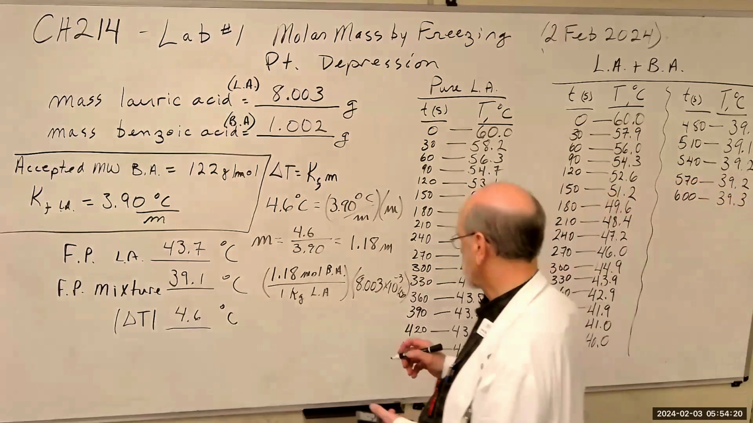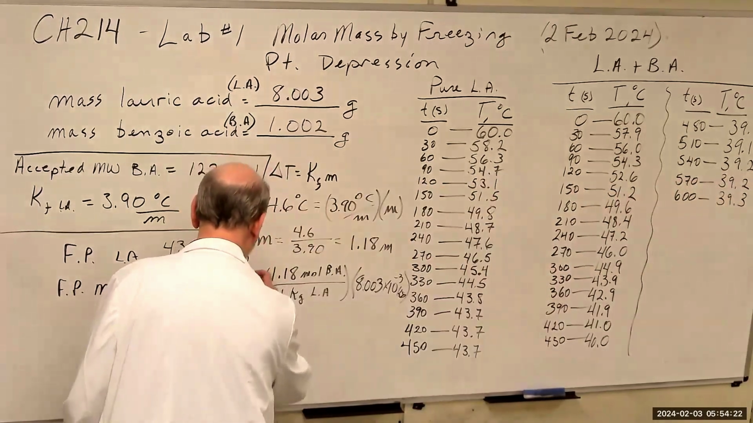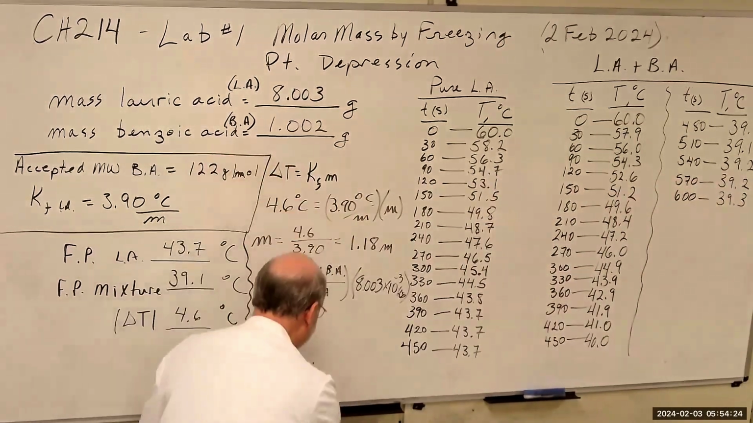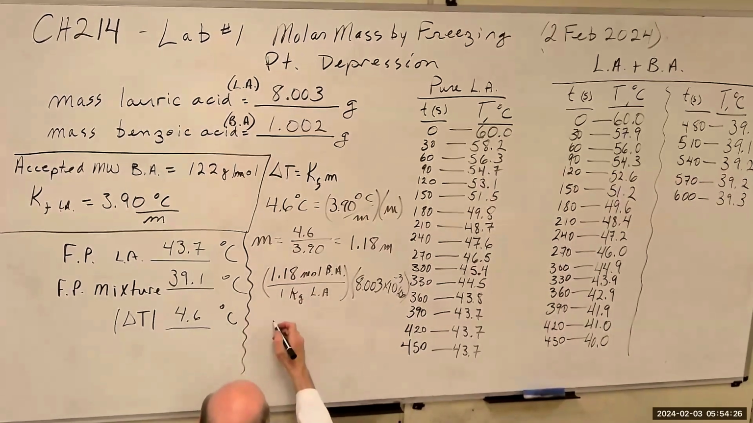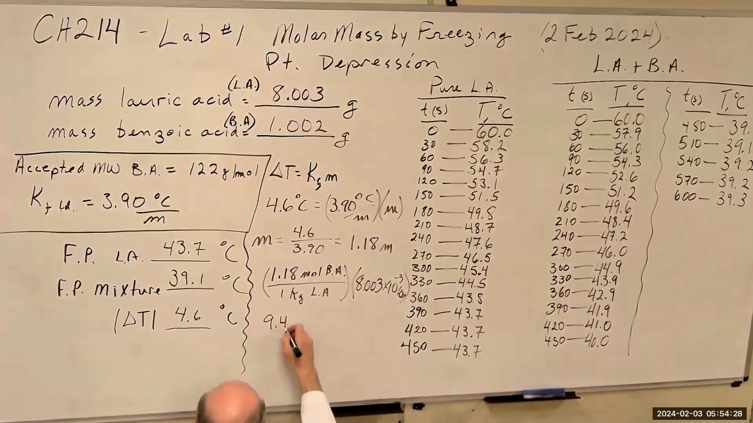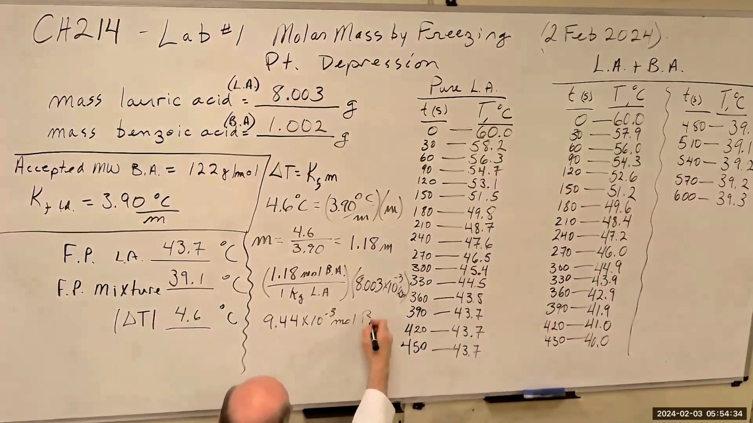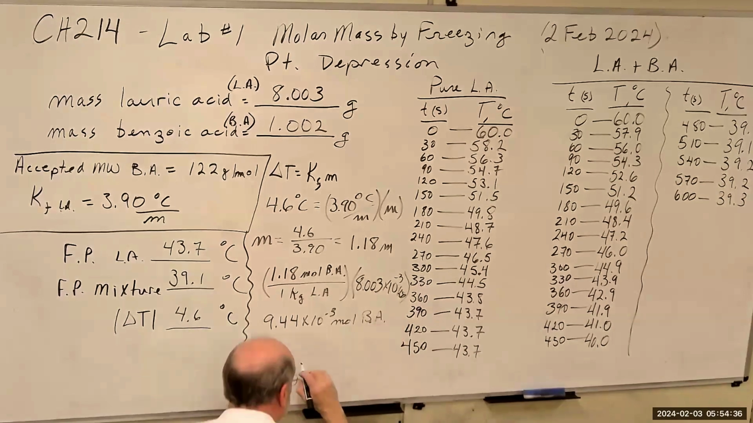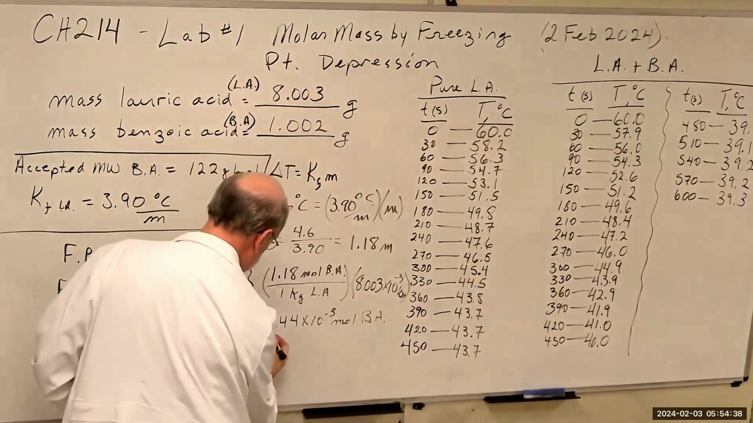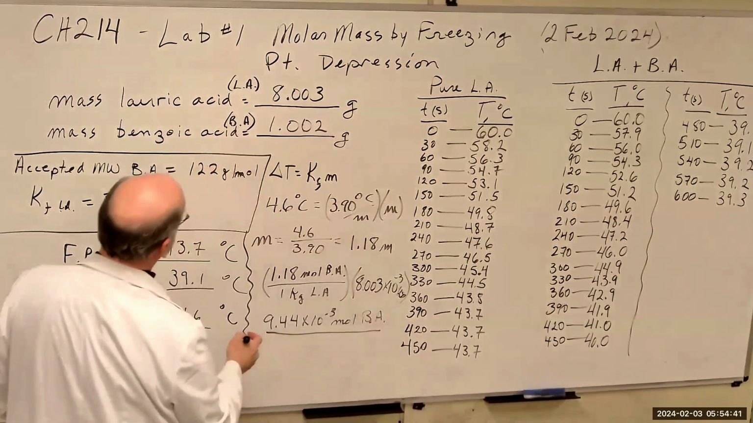Okay, so if I calculated right, I get 9.44 times 10 to the minus 3 moles of benzoic acid. So we got that many moles of benzoic acid.